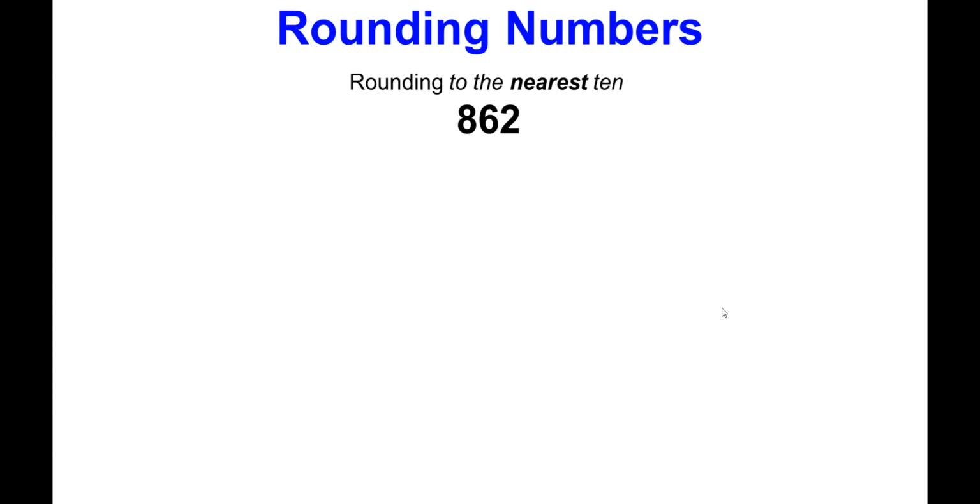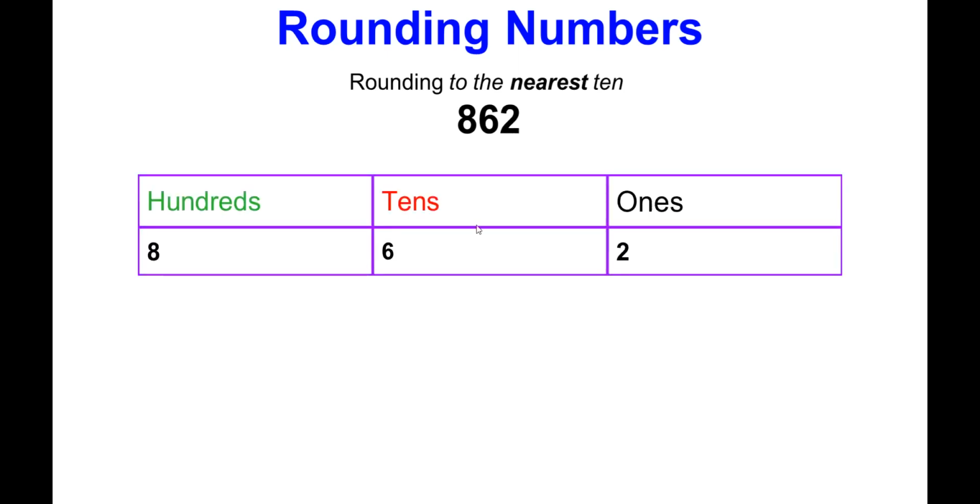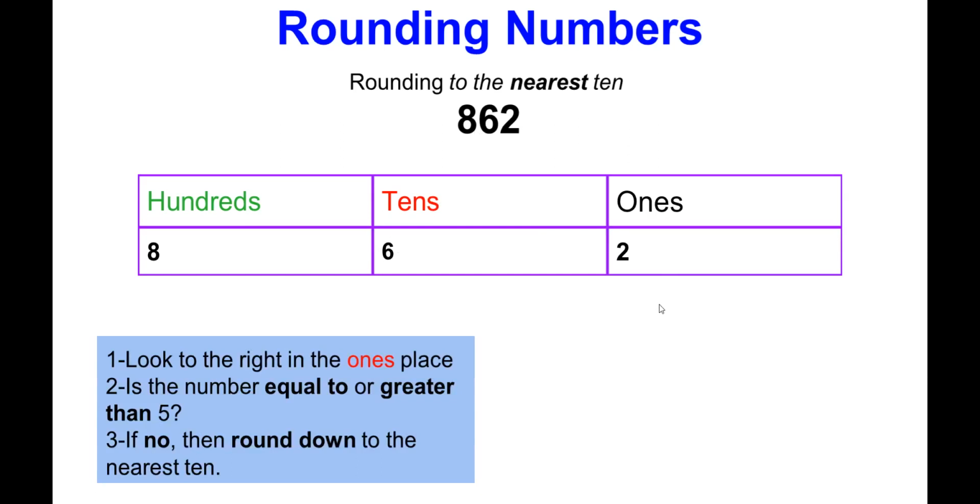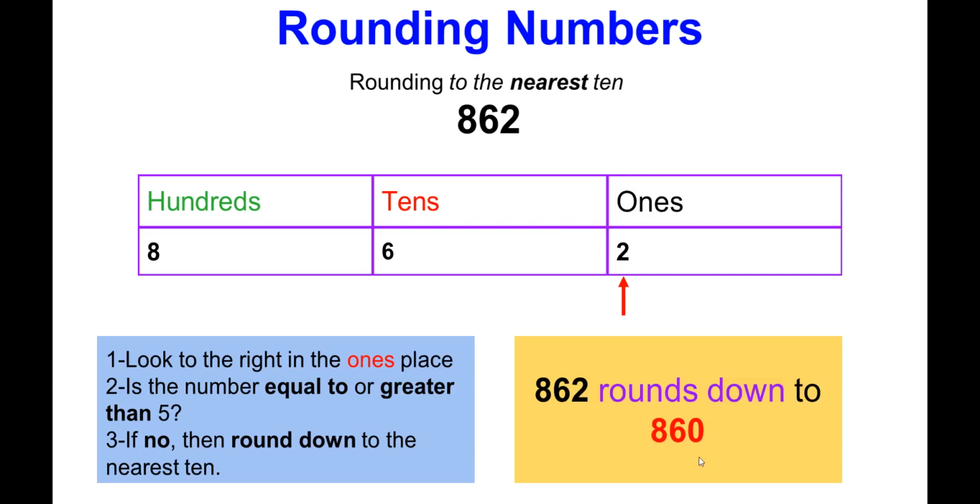Let's look at another example. Let's round 862 to the nearest 10. I go ahead and put my place value chart in. I have each digit in its correct position. I have 8 hundreds, 6 tens, and 2 ones. If I'm going to round to the nearest 10, what do I need to do? Yes, I need to take a look at my number in the ones. Is this number greater than or equal to 5? Nope, it isn't. So I'm going to round down to 860.